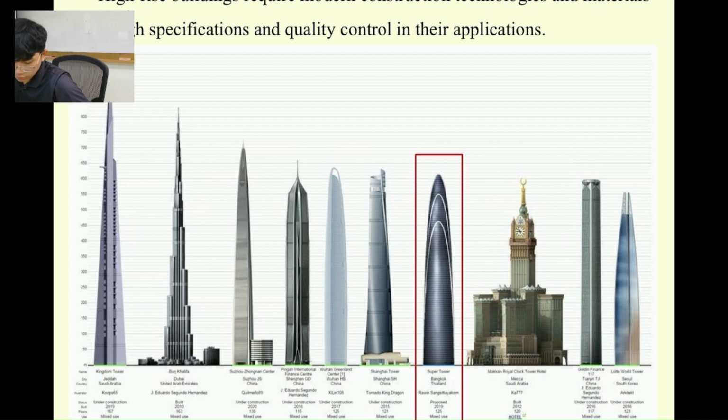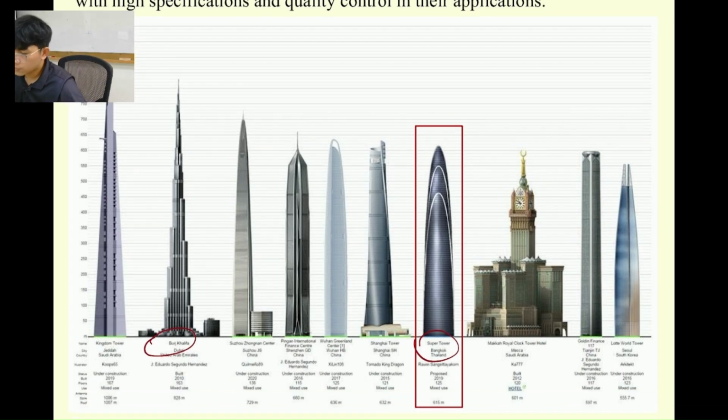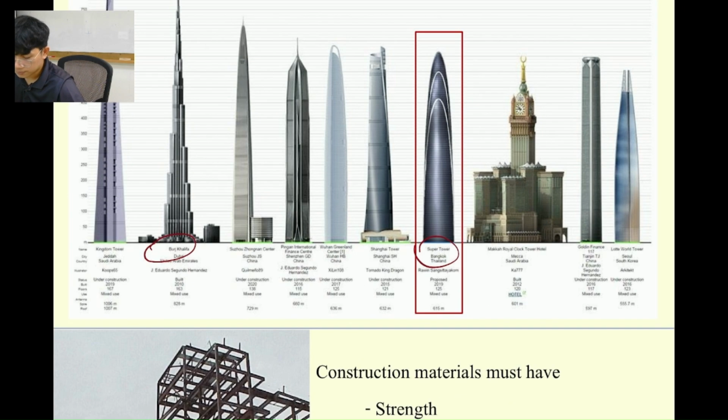And in Dubai, it's the Burj Khalifa, which is the second tallest building. In Thailand, we also have One Bangkok Tower, the Super Tower, and the Baiyoke Sky Tower. Those are the tallest buildings in Thailand. So we use all these kinds of materials in order to build this kind of high-rise building.